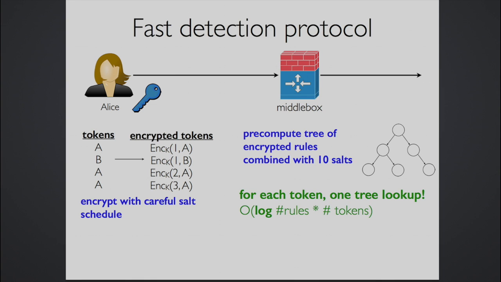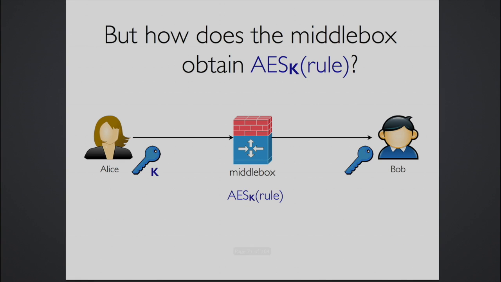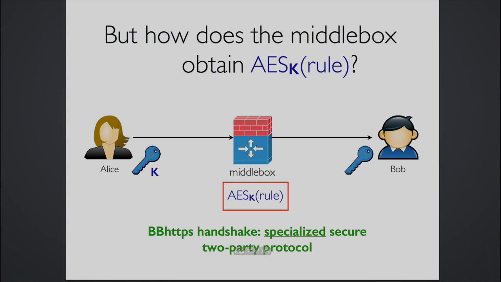OK, so one last bit of the design that I didn't mention is how do we get these encrypted rules? And that's not that straightforward because the middle box doesn't have the key to encrypt, and it shouldn't have the key. And also the user shouldn't get the rules. So for this, we use a really cool primitive from the crypto community, namely secure two-party computation, which enables the middle box and the user during the SSL handshake to produce this encrypted value together without sharing with each other the rule or the key. And we have a specialized protocol to make this very fast.